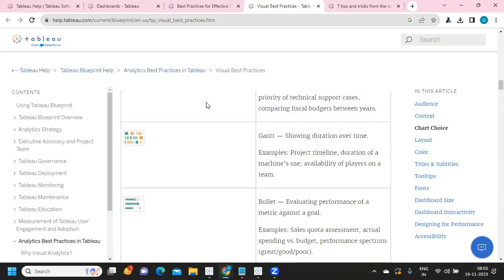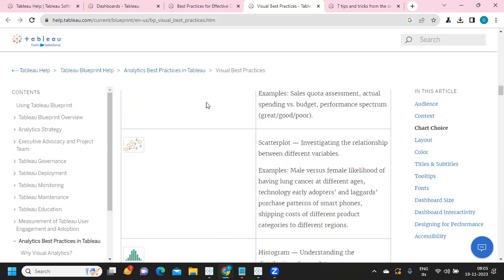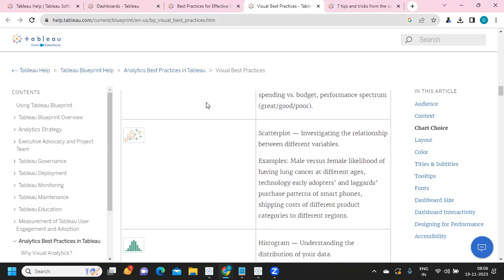Next is the Gantt chart, which is new. We have the bullet chart and we have the scatter plot. You can always find information about how two variables are performing, how your two measures are performing. The more values you add to that, the better it becomes, or the better it shows the results.